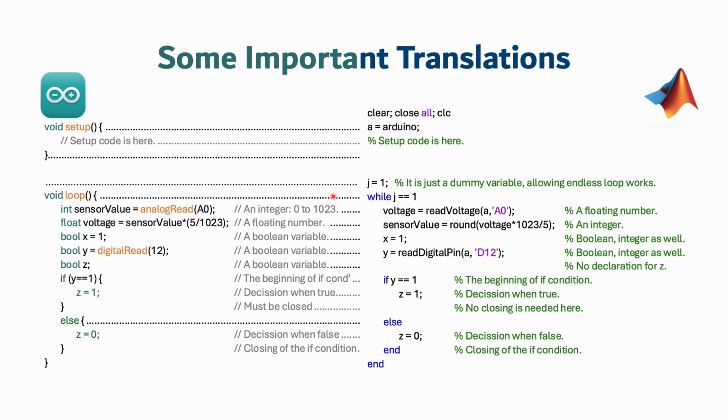All right, the next one is some important translations. I have explained to you about the template. So now it's time to tell you one by one about the programming I have written inside the looping area. Number 1, sensor value equals analog read A0.